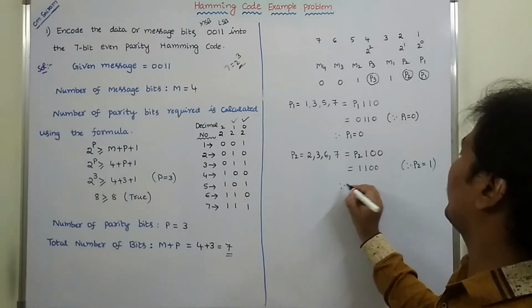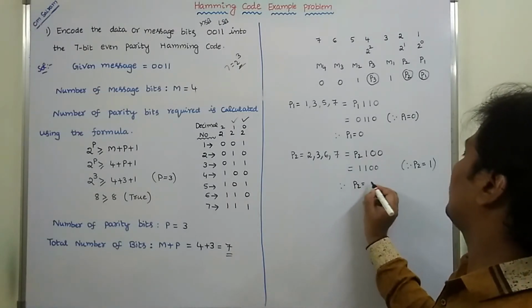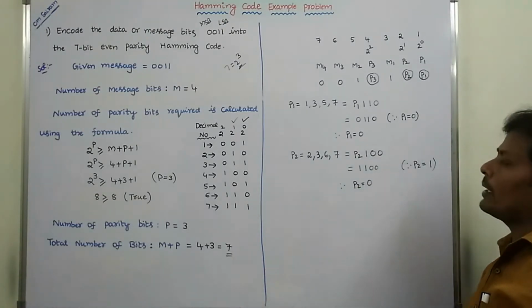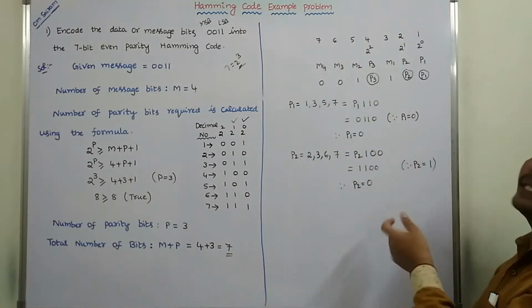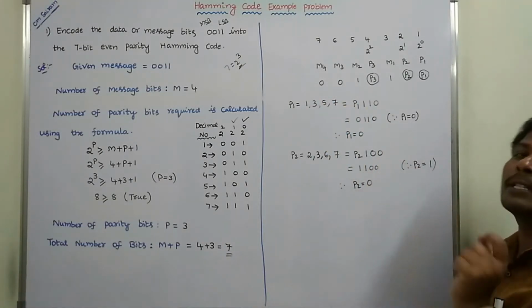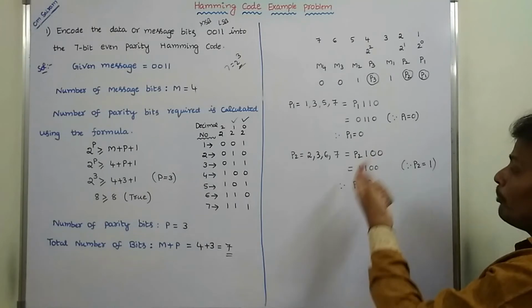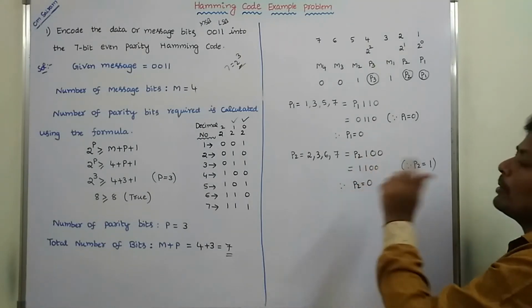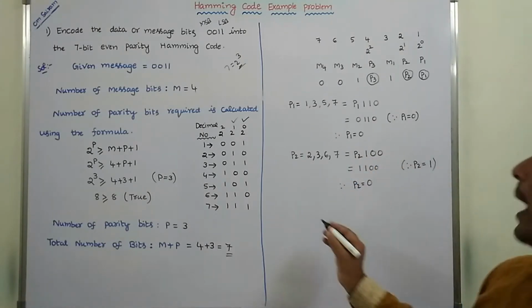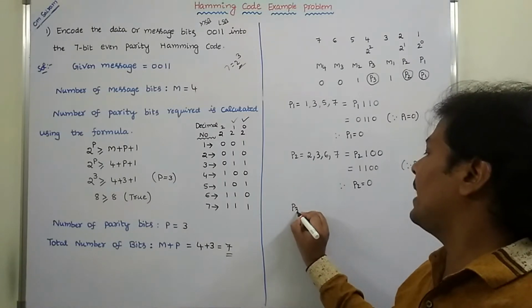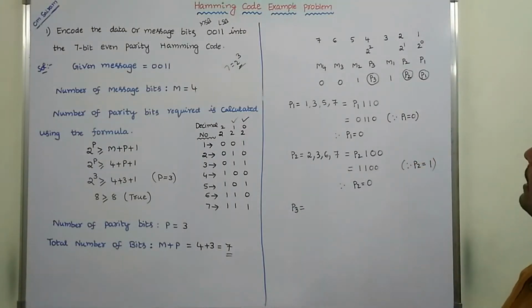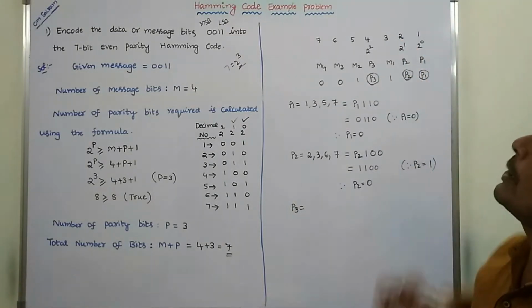So therefore P2 is equal to 1. Okay, because the message is sent with even parity, the total number of ones is an even number. To become the even parity, P2 is equal to 1. So now the next parity bit, P3. P3 is there at the 2 power 2 position.